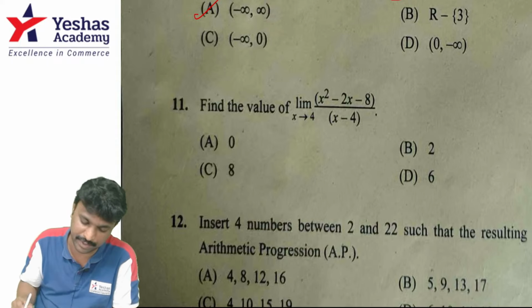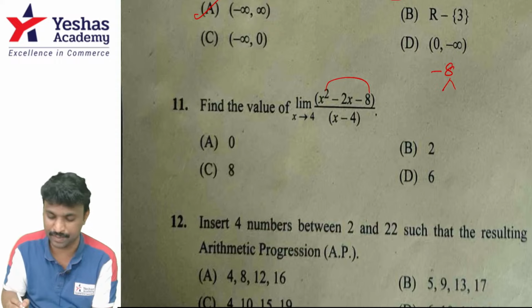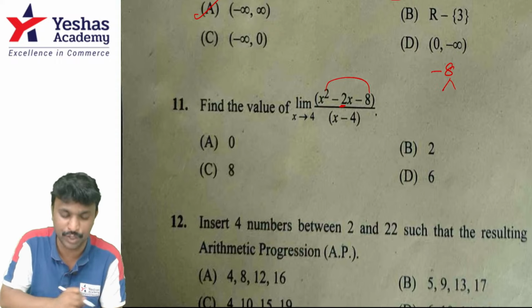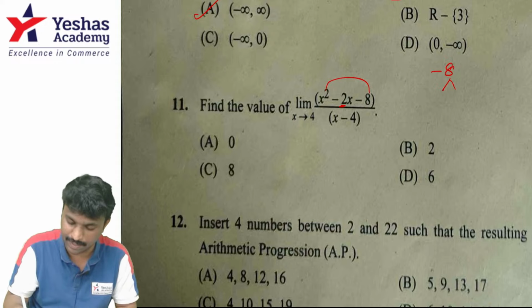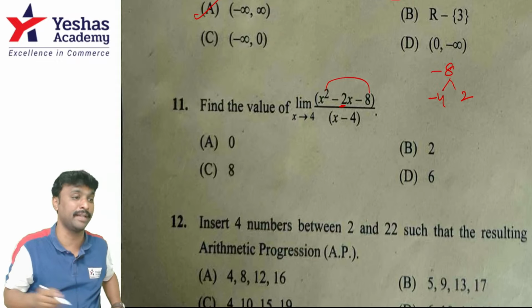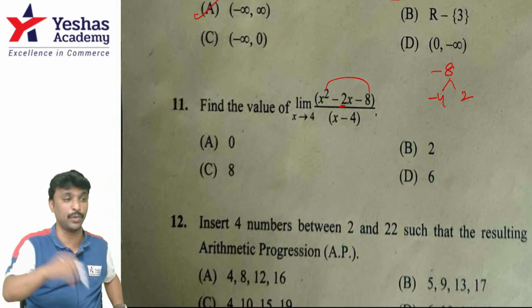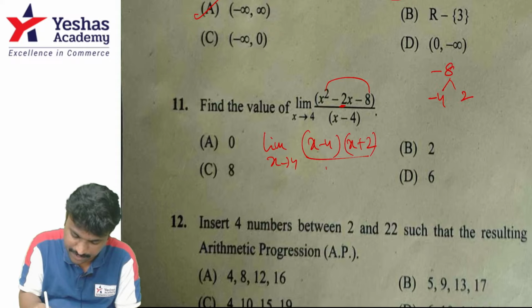So how do I factorize this numerator? It's minus 8. So how do I factorize minus 8? I should get minus 2 as the middle term by adding the two terms. So definitely it is, what is it? Minus 4 and plus 2. If I add these two, I'll get minus 2. If I multiply these two, I get minus 8. So the factors in the numerator will be x minus 4 into x plus 2. These are the factors. Is this clear?